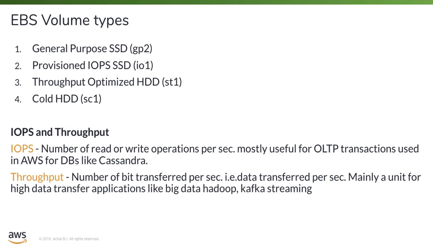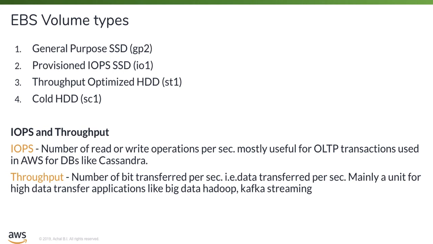So there are four kinds of EBS volumes: general purpose volume, provisioned IOPS, throughput optimized HDD, and cold storage. There are mainly two use cases here: one is IOPS and the other is throughput. If you are looking for more IOPS, you could go with SSD based volumes, and if you are looking for more throughput, you could go with HDD volume types.